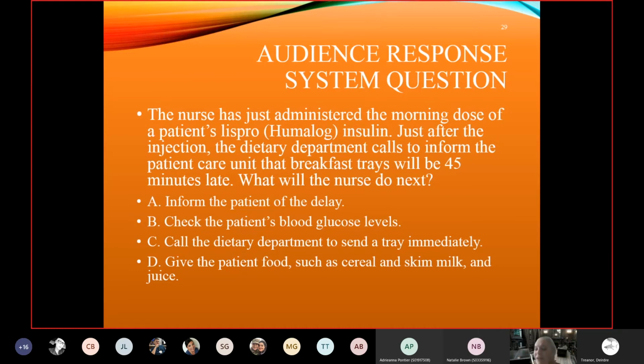Oh, good job, guys. You guys are starting to think right, too, because I know a lot of you would be like, well, you need to tell the patient and call dietary. The most important thing to do is make sure the patient gets something to eat, and you guys are thinking like that, so that's awesome.